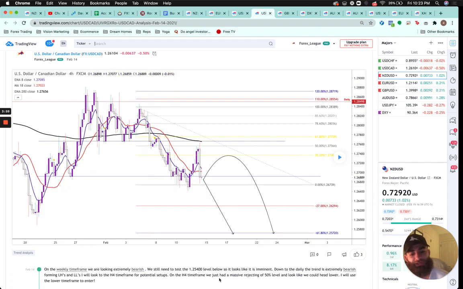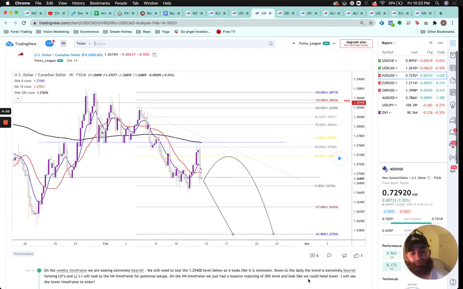On the 4-hour, we just had a massive rejection of the 50% level. Looks like we could head lower. I'll use the lower time frame for entry. So this is what I was talking about. Trend is bearish, fibs are bearish from this lower high to this lower low. Just rejected this 50% level, and now I'm looking for this to retrace and head lower.